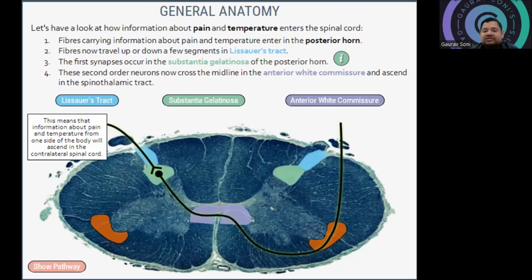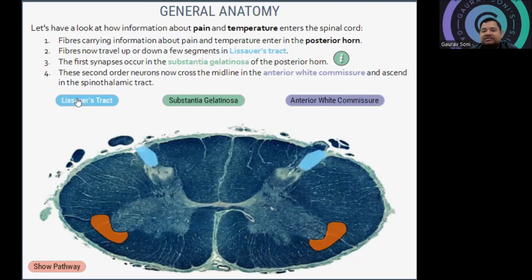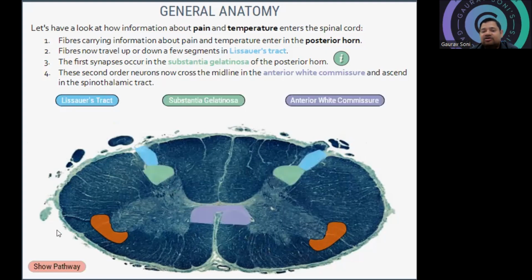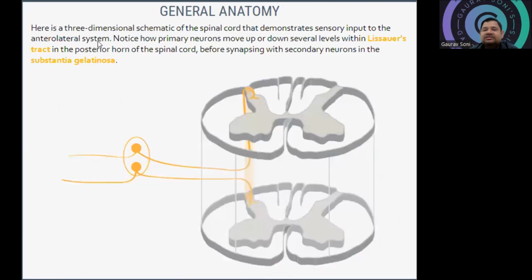So this is how you can see it again. These were the parts. Again you can see the parts, this is very important. First of all, Lissauer tract, substantia gelatinosa, and anterior white commissure, and then the movement of the stimulus. So it will be the contralateral part which is going to receive the stimulus.